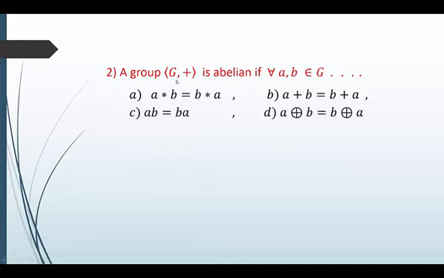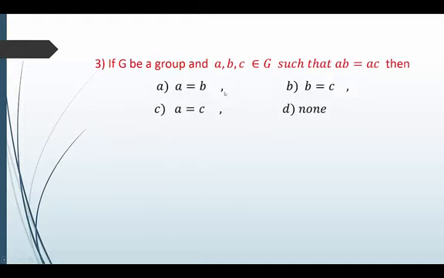Second, a group G plus is abelian if for all a, b belong to G, then dash dash dash. Here operation is addition and group is abelian, means a plus b equal to b plus a. Answer is option B, a plus b equal to b plus a.